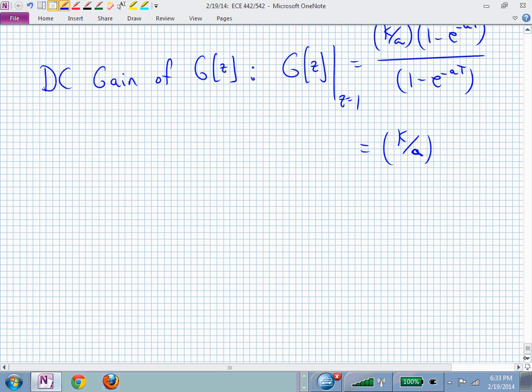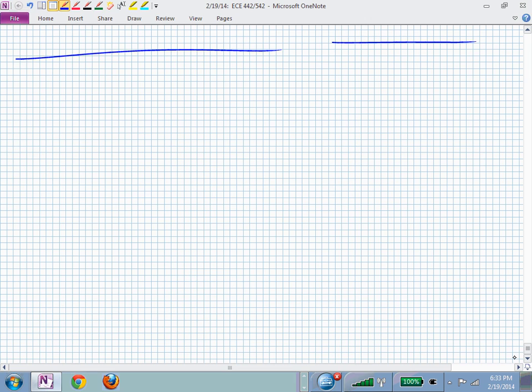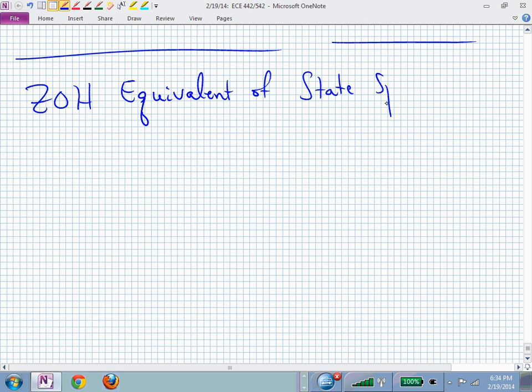Now, what if I, on an exam, say, okay, now you know how to get all these zero order hold equivalents. What if I said, give me the zero order hold equivalent of a state space representation? And we all know that I could give you up to a 12th order state space, right? That's what we've sort of agreed to. That's the maximum that I'll give you.